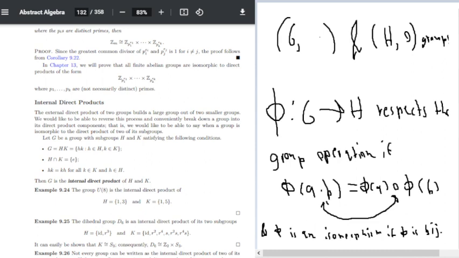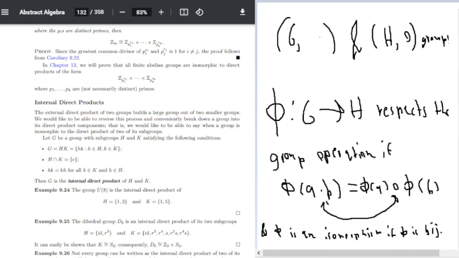So, internal direct products. The external direct product of two groups builds a large group out of two smaller groups. We would like to be able to reverse this process and conveniently break down a group into its direct product components. That is, we would like to be able to say when a group is isomorphic to the direct product of two of its subgroups.